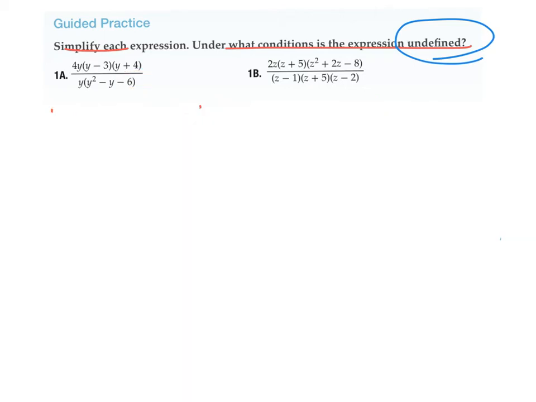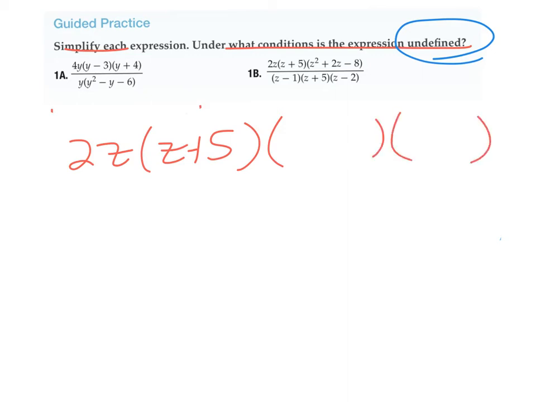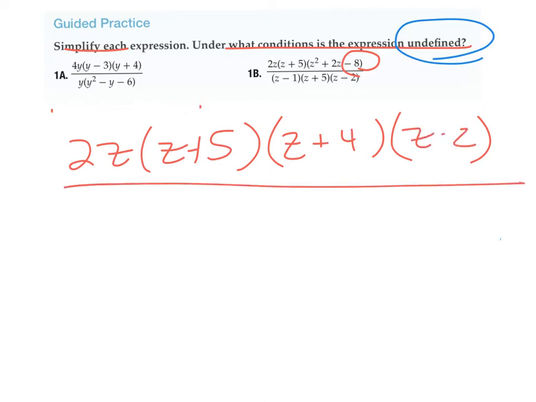So now let's look at this next example. Everything but this part right here has been factored. So I have 2z times z plus 5. And then this needs to be factored. So what two numbers multiply to give us negative 8 and add up to 2, which happens to be z plus 4, z minus 2. There's our numerator.